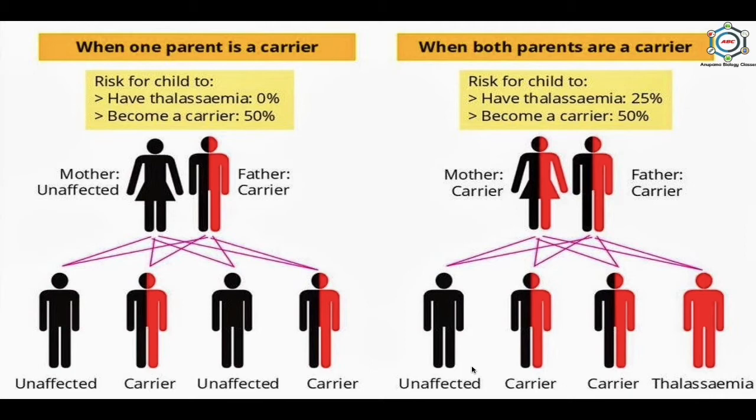So the risk for the child to have thalassemia is 0% and to become a carrier 50%. While when both parents are carriers, the risk for the child to have thalassemia is 25%, become a carrier 50% and 25% unaffected persons.